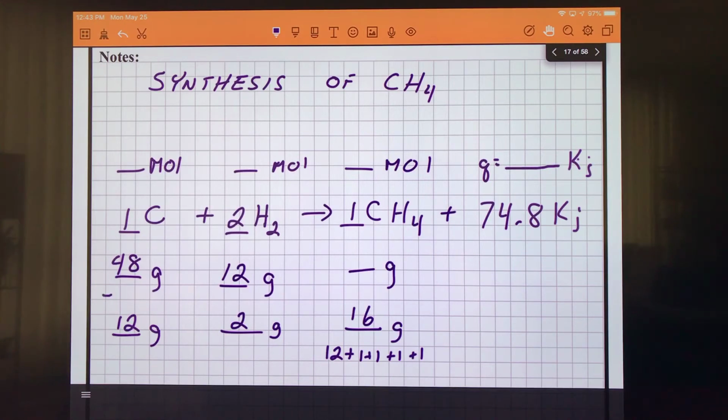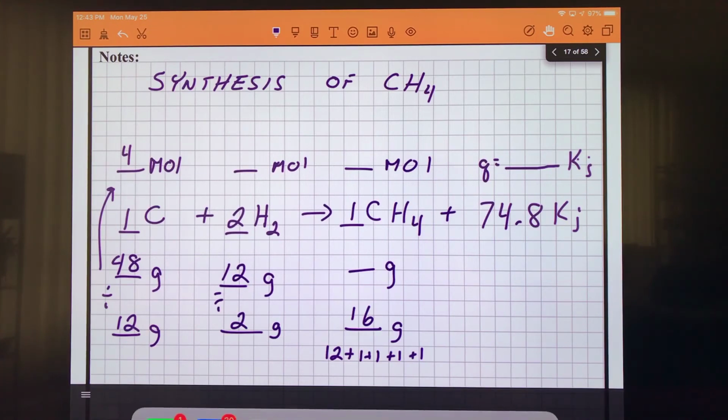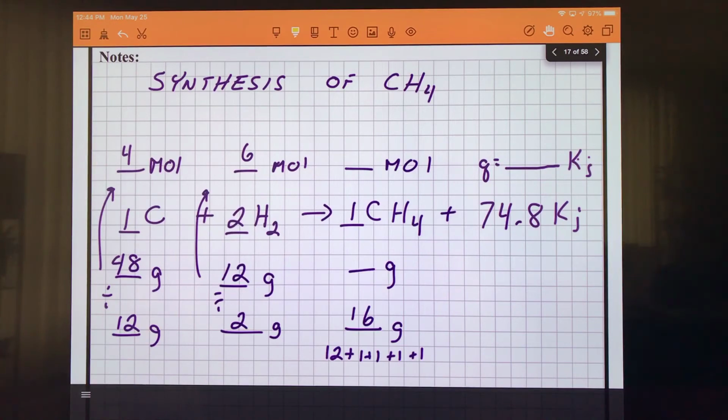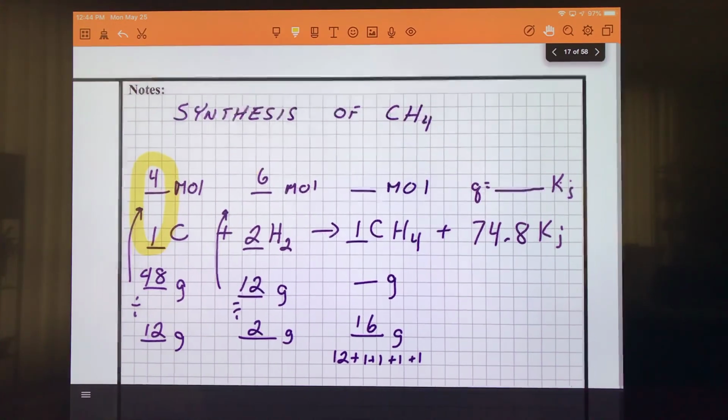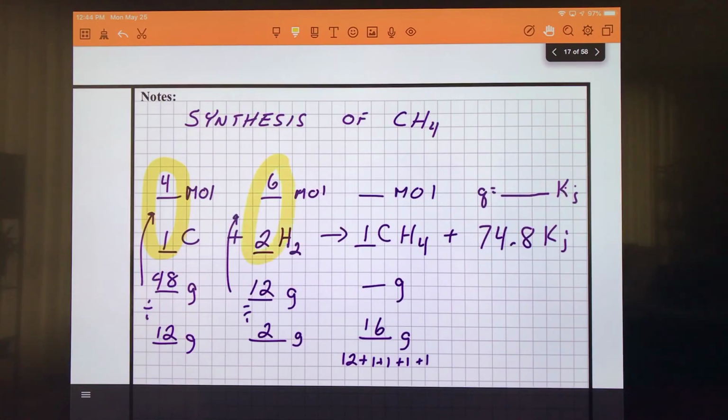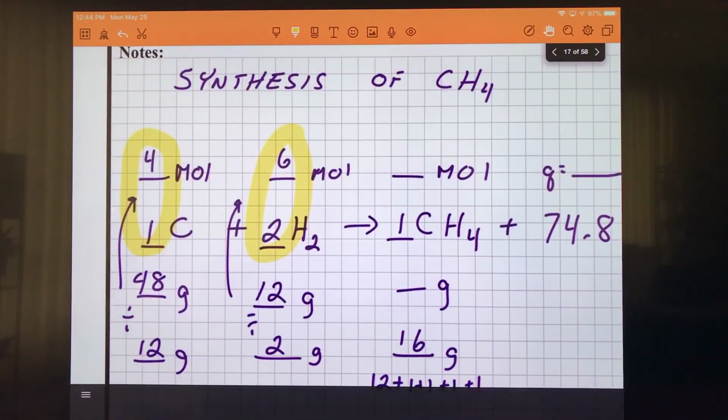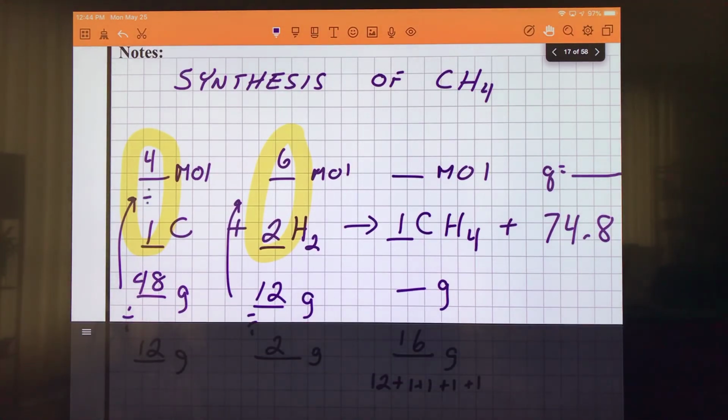All right, now we're ready to go. So let's do some division. 48 divided by 12. Put the answer right up here. That answer is 4. All right, let's do another one. 12 divided by 2. 12 divided by 2 is 6. So I'm going to do some circles here. And let's see what is limiting our reaction. We have 4 divided by 1. Remember, we're doing division here. 4 divided by 1 is 4. 6 divided by 2 is 3. And so this is the smaller one.